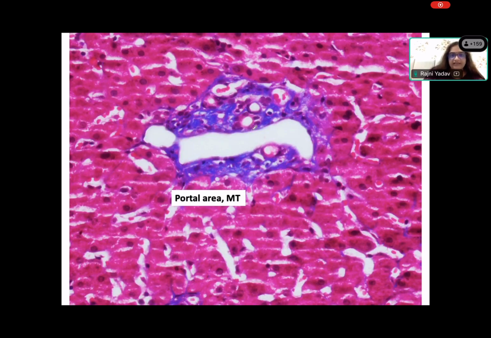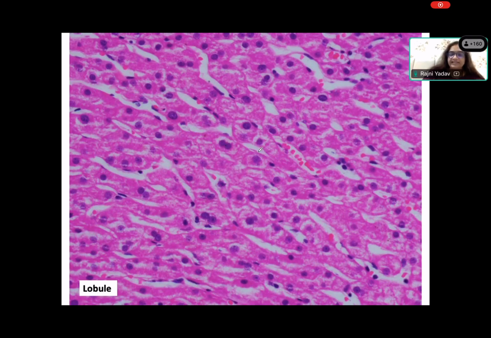This is the higher power of the portal area. So see, the duct is nicely visible here. This is also a duct. This is an arteriole, and this is a vein. Now, if we come to the lobule, so we saw the central vein, we saw the portal areas. So in between, you have these hepatocytes. So these are the hepatocyte cords.